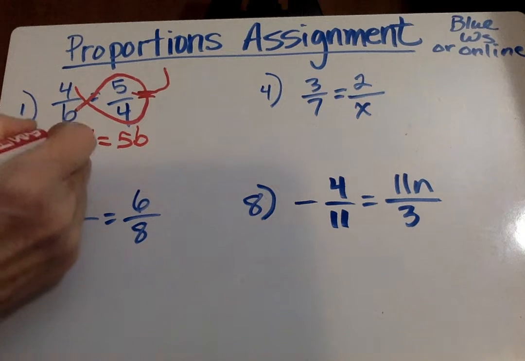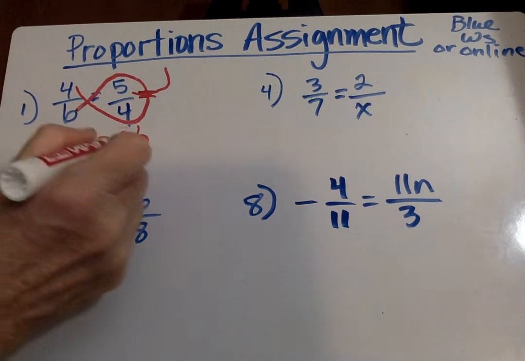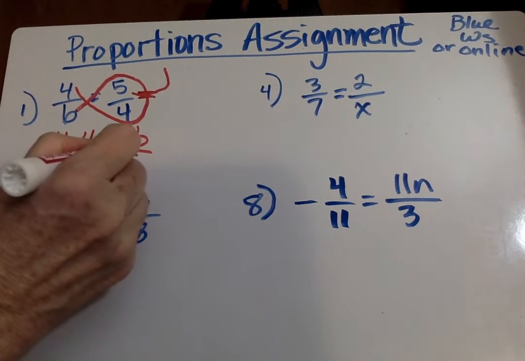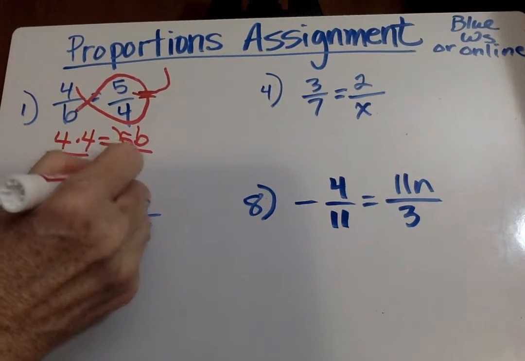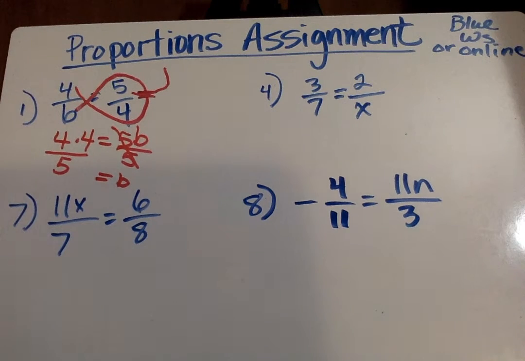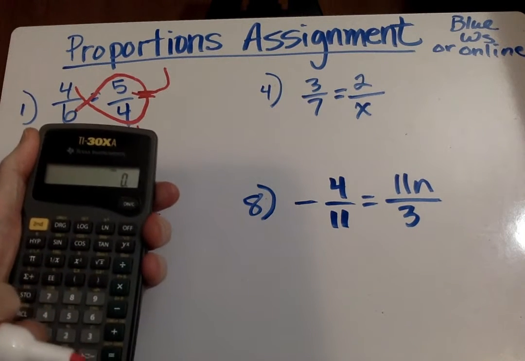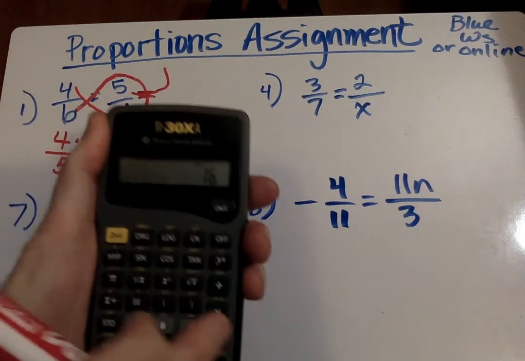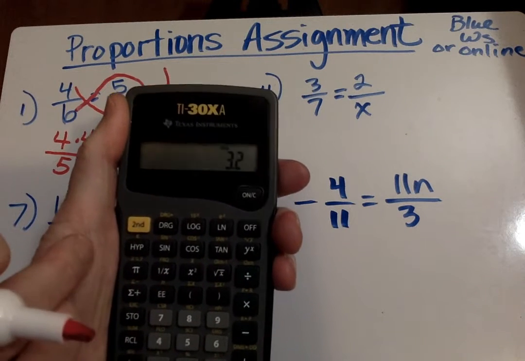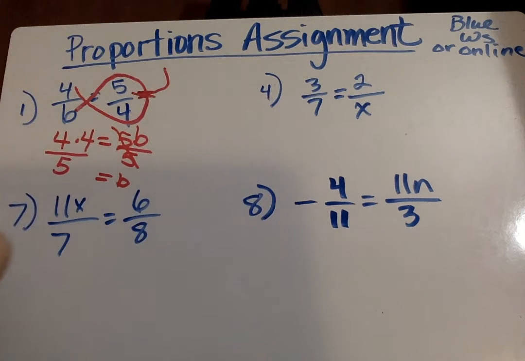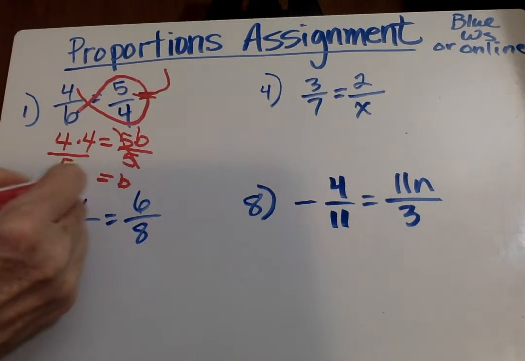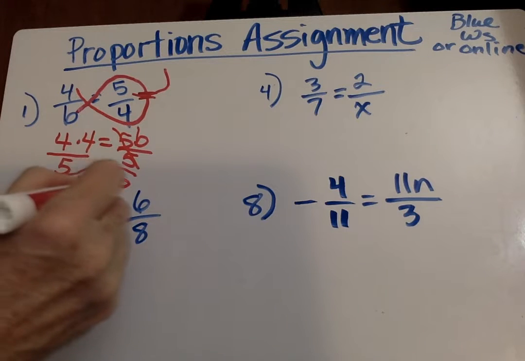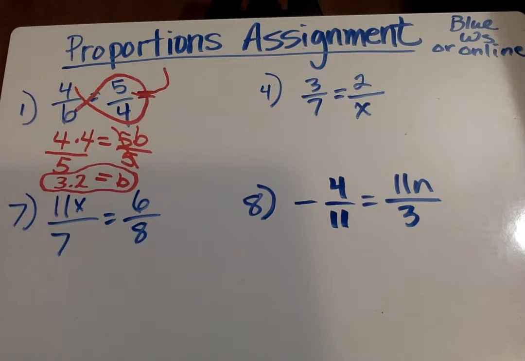Then 4 times 4 is 16, so I'm going to divide by what's in front of the variable, and that's going to be 5. So that cancels out, and b equals, we take our handy-dandy calculator, 4 times 4 is 16, so I'm going to put in 16 divided by 5, 3.2. So b equals 3.2. And we're done with number 1.